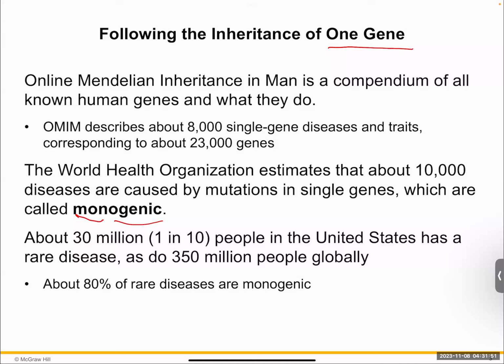And roughly 1 in every 10 people in the US has some sort of rare disease, as do about 350 million people globally. So this basically means, looking back at what the numbers imply, that we do have single genes that take a specific action in our body. And if those genes have some sort of mutations in them, in many cases, they can cause major health disease. As mentioned earlier, we have 8,000 single gene diseases corresponding to 23,000 genes in our body.